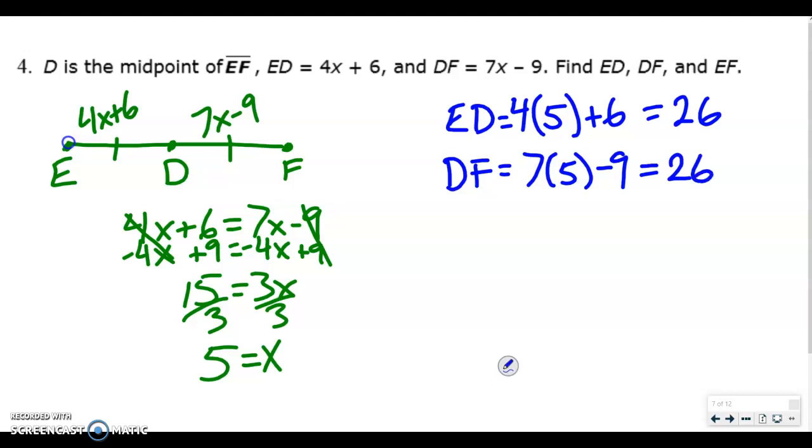We know that they're congruent. They should be the same. So then to find EF, we just add those two together. 26 plus 26. And that gives us 52.